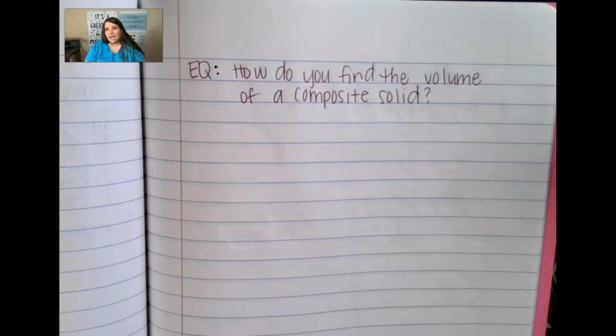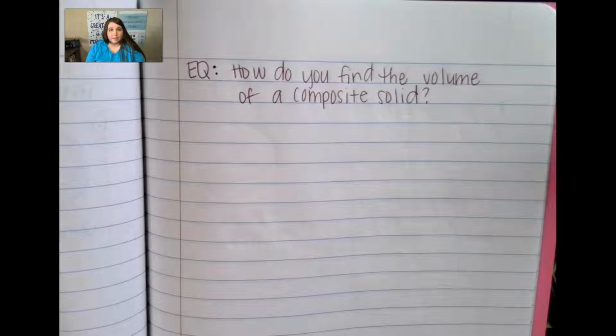Today we will be looking at how to find the volume of a composite solid. When we did composites before, we were looking at composite shapes and area. Composite means things that are put together that are more than one thing. For example, an ice cream cone is made of a cone and a hemisphere or half circle. That is a composite solid.